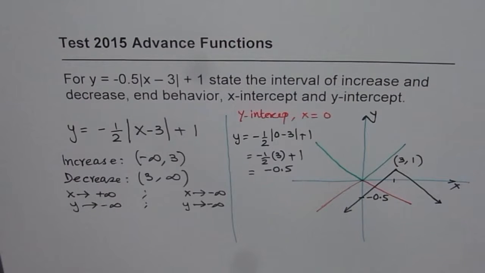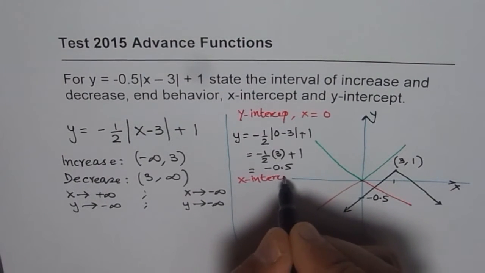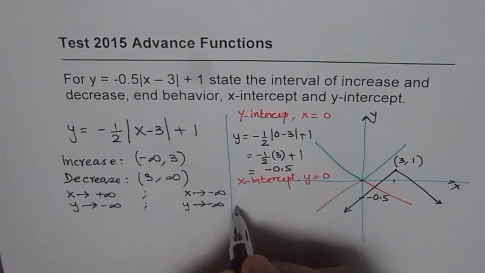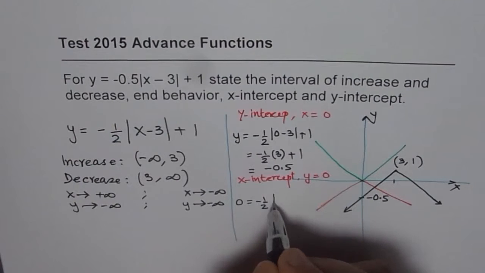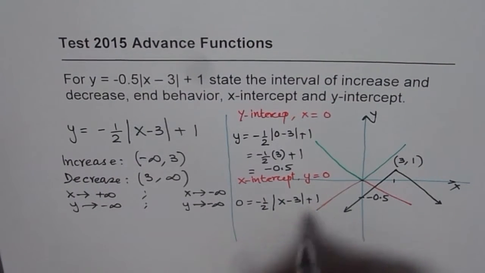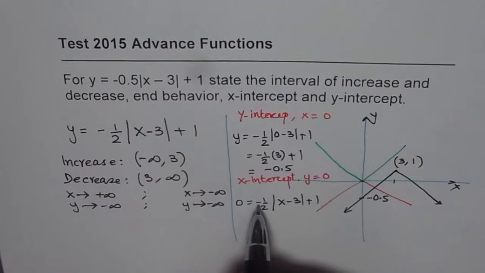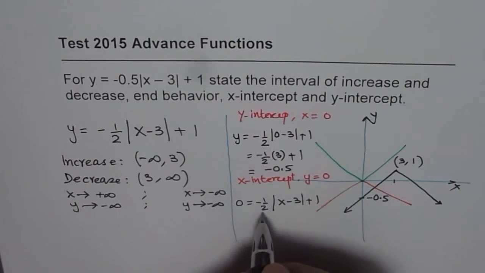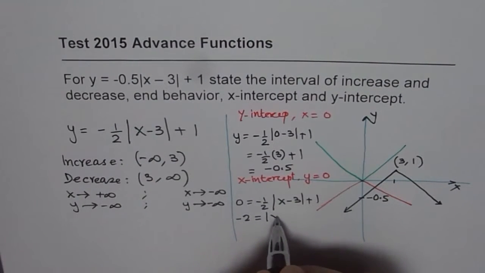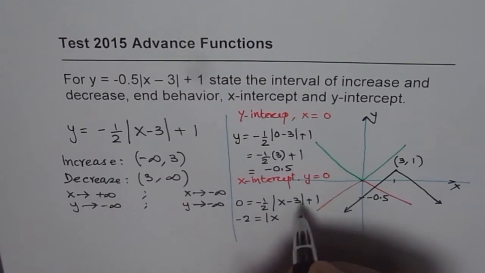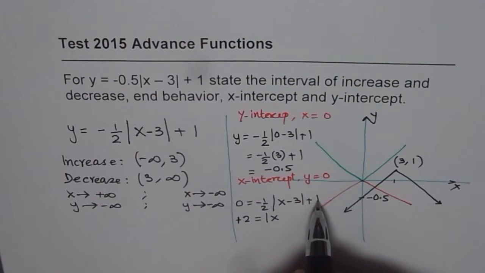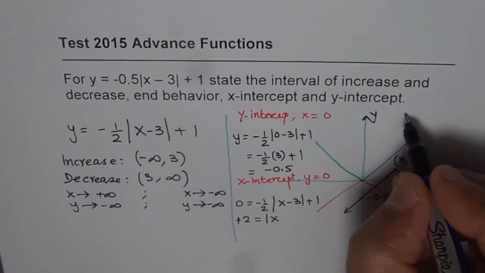Now let us calculate x-intercept. Now x-intercept is when y is equals to 0, right? So if I substitute y as 0 here, then what do I get? Minus half, and we need to find the value of x now, right? |x minus 3| plus 1. So we can bring it on this side, then multiply by minus 2. Okay, I'm running out of space. So what I will do is I'll do it here, x intercept.